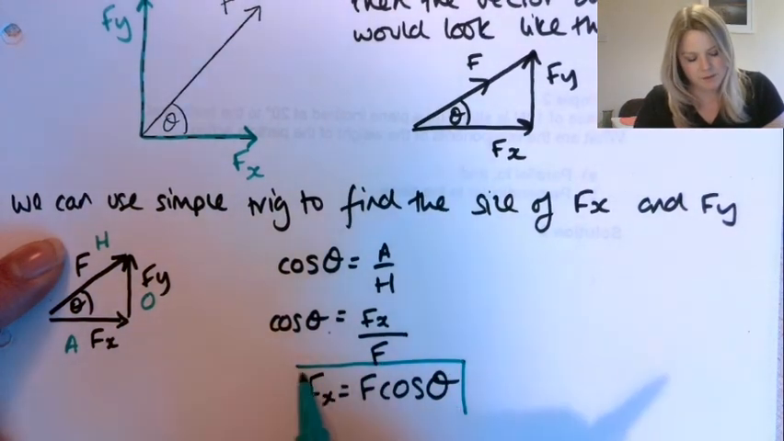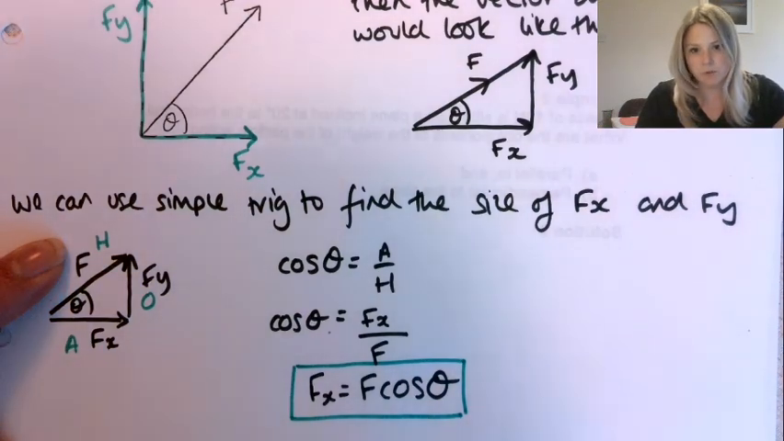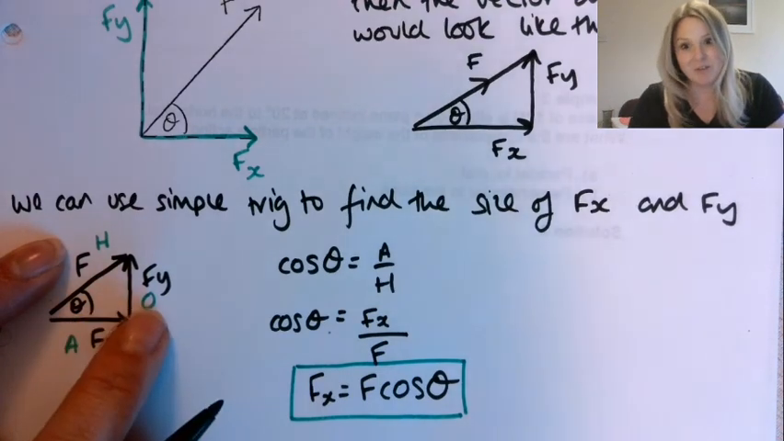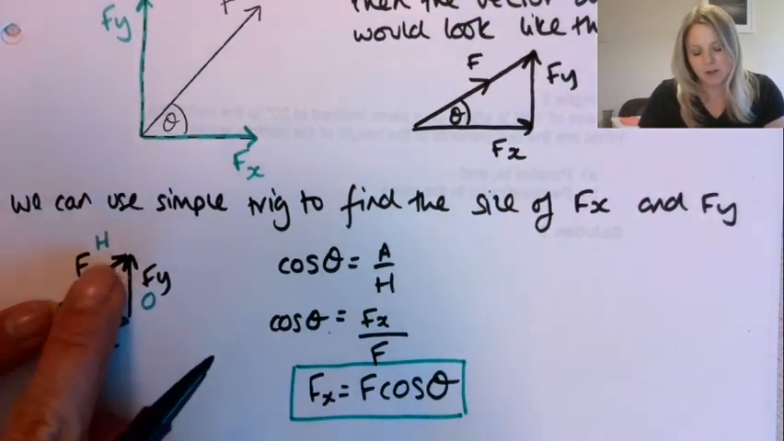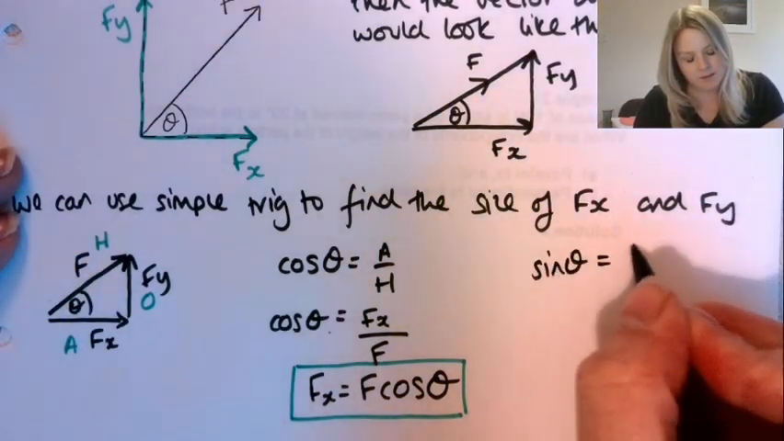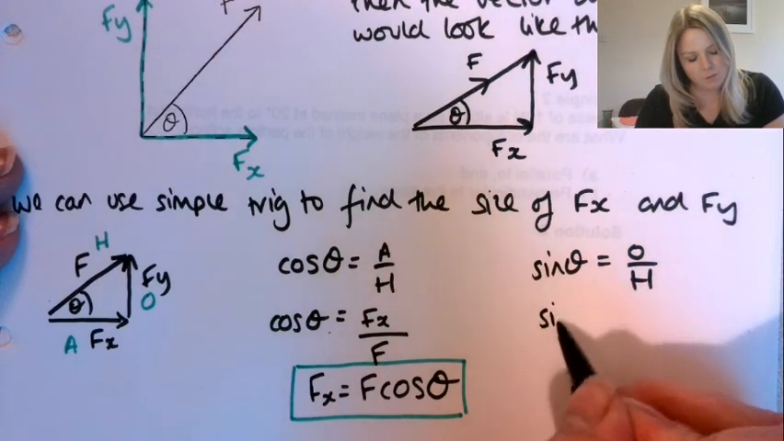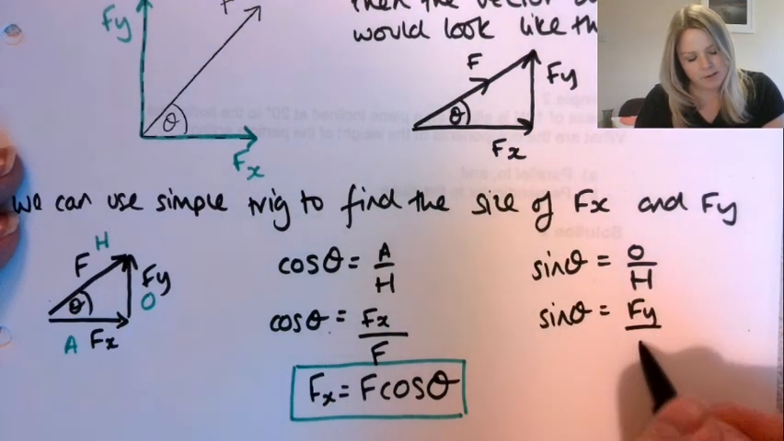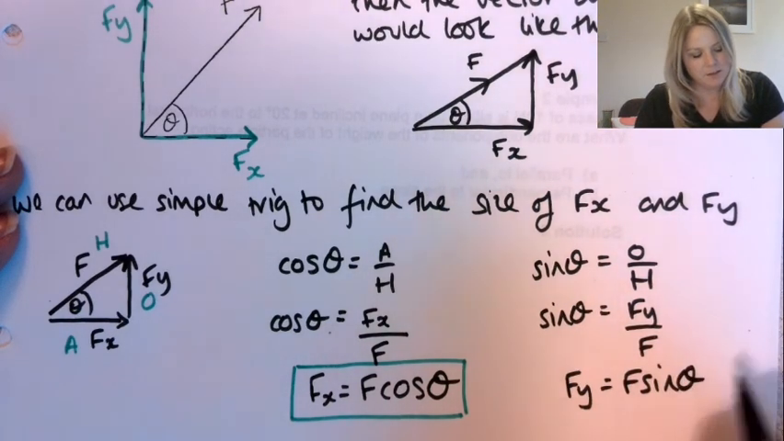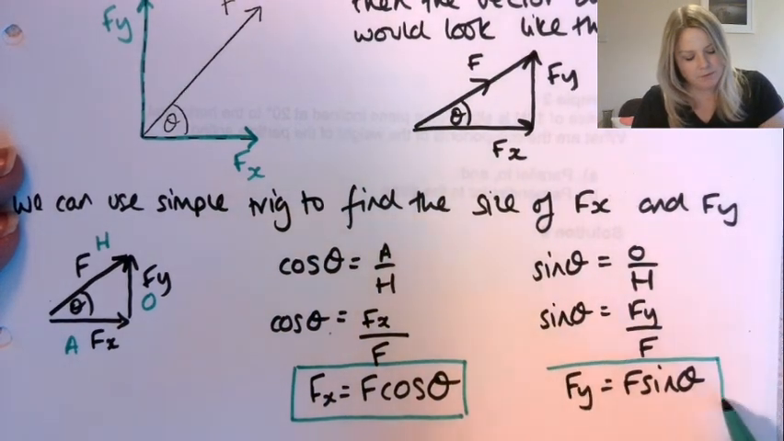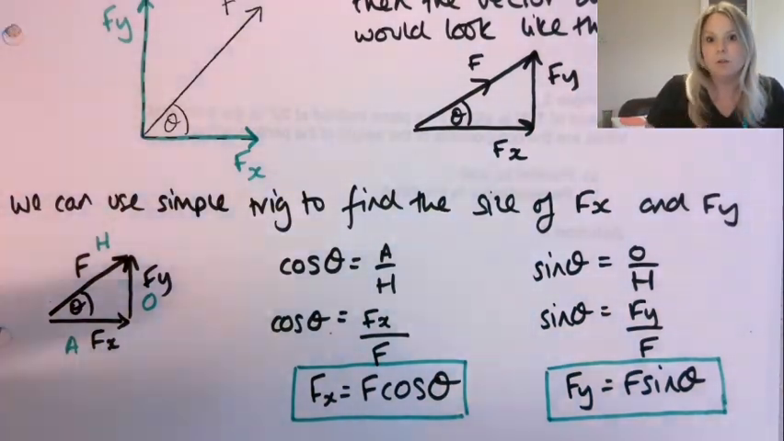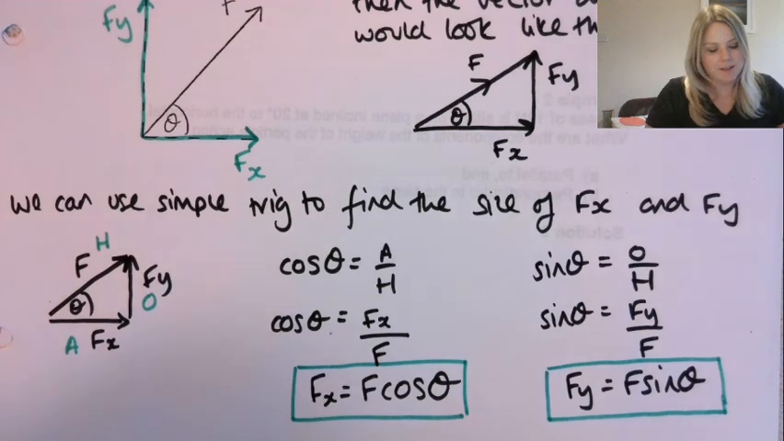Okay, and I'm just going to do the same for the vertical one. So this vertical one, which is Fy, because it's the opposite, our original one is the hypotenuse, opposite and hypotenuse, it's going to be sine. So sine theta is O over H, which is Fy over F, and again, multiply up, we get Fy equals F sine theta. Now, be super careful. It won't always be the case that horizontal is cos and vertical is sine. It all depends on what angle they give you.